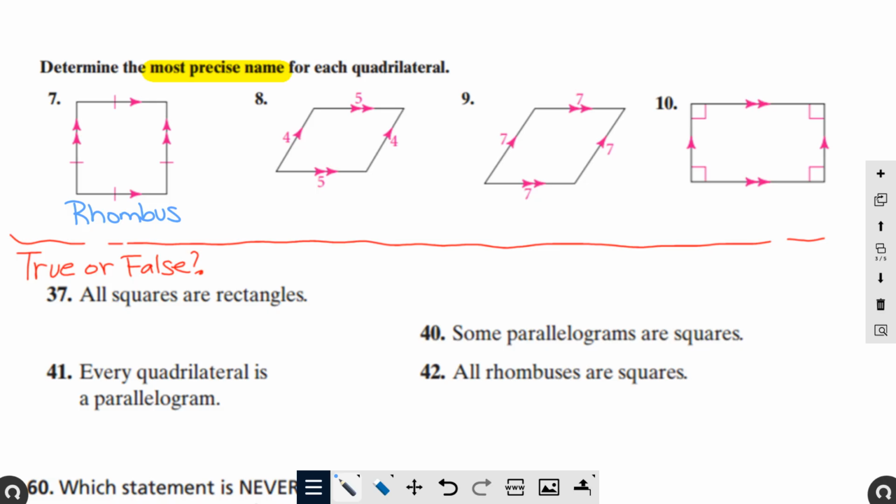Okay, what about in question 8? All we have is opposite sides are equal, so we can rule out what 2 shapes? Rhombus and square. So is this a rectangle? By definition, what does a rectangle need? It needs 4 right angles. Do we have right angles? No. So it's not a rectangle. It's not a rhombus. It's not a square. It's just a good old parallelogram.